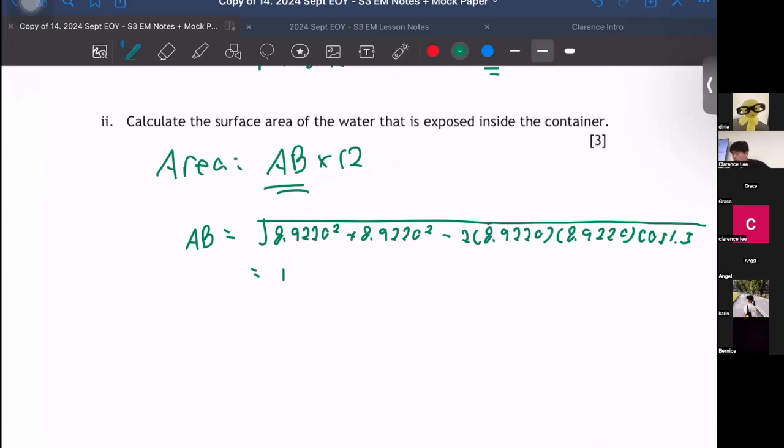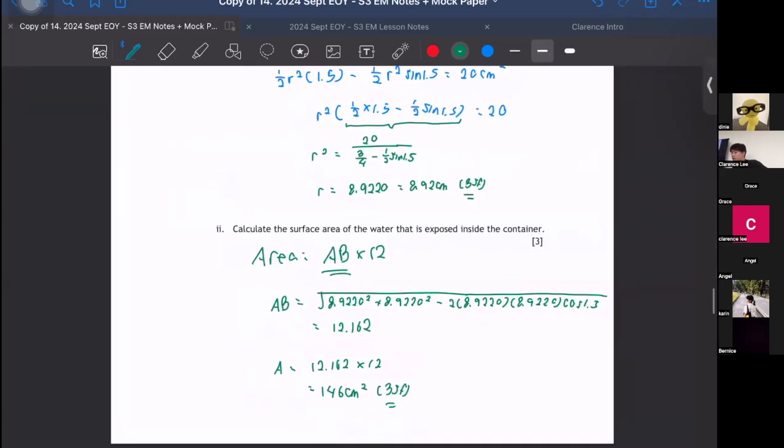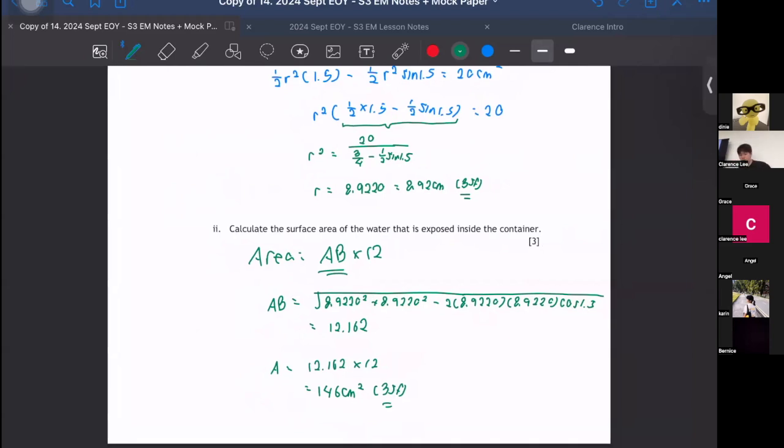So this will give me an answer of 12.162. So afterwards, you want to find the area. It will just be 12.162 times 12. And this will give me a final answer of 146 cm square, 3SF. So this is my area of rectangle which is exposed, meaning to say you are not touching the container.